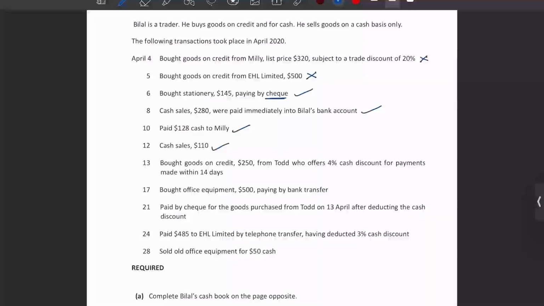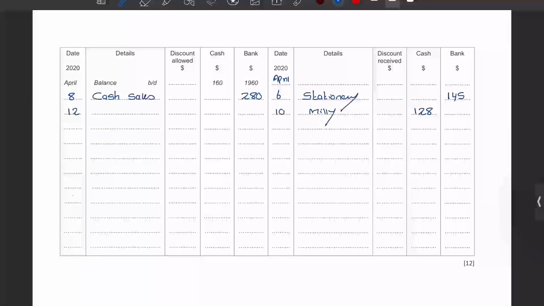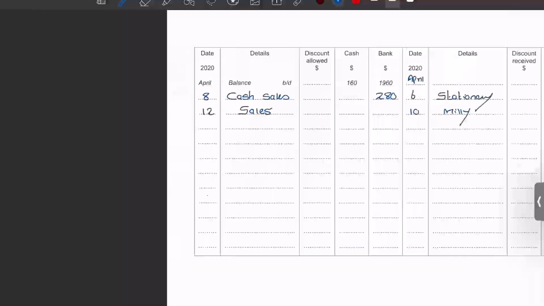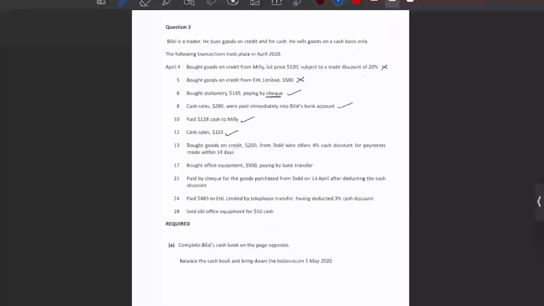Cash sales 110. If you sell for cash, cash sales meaning you are selling for cash, you are getting money. What will happen to your cash? Cash will increase. Then you have to put it on the debit side. On the 12th, you are going to say sales. Cash will increase by how much? 110. Make sure you put it into the cash account. Cash will increase by 110. Look at the next transaction given.